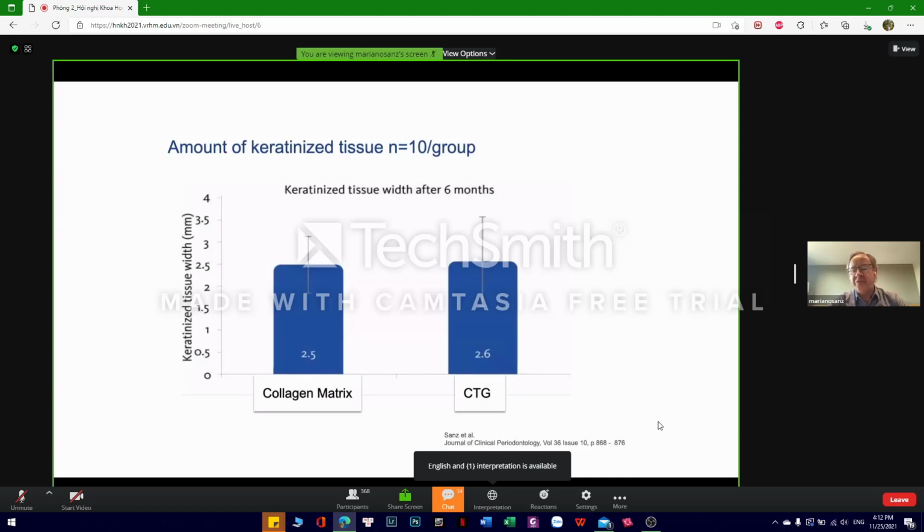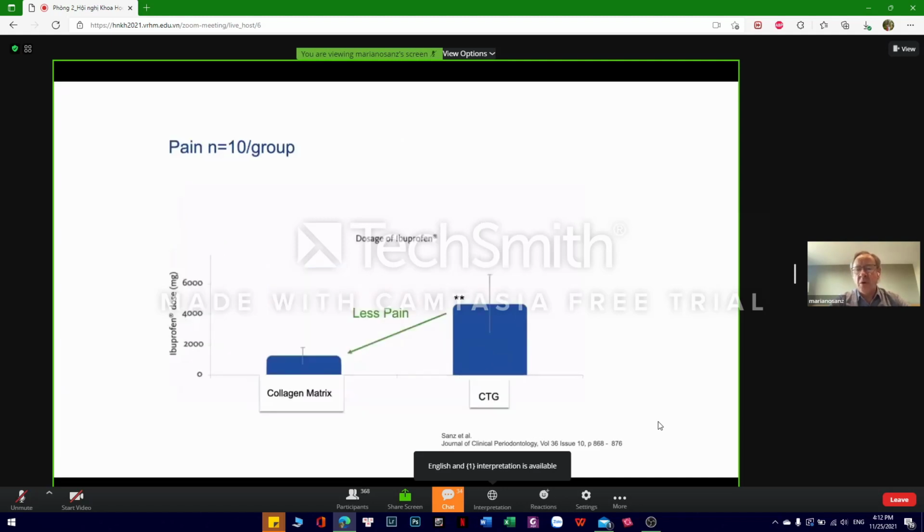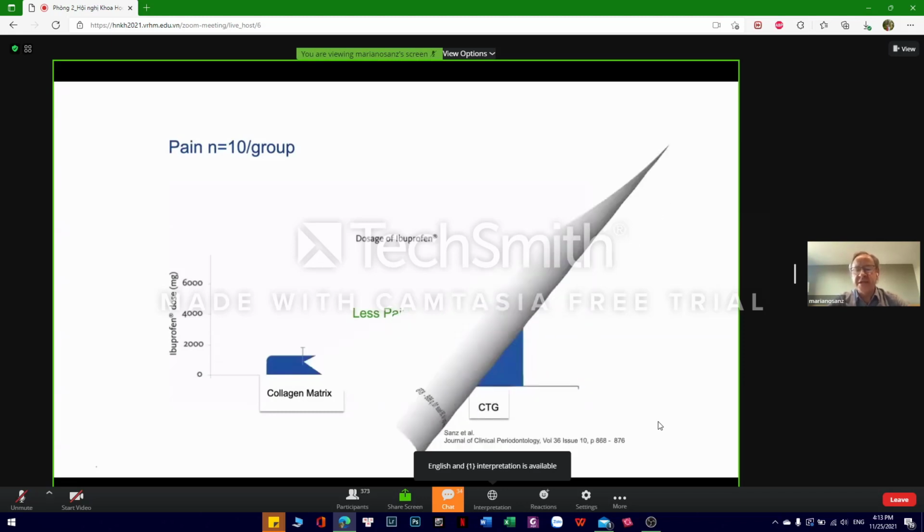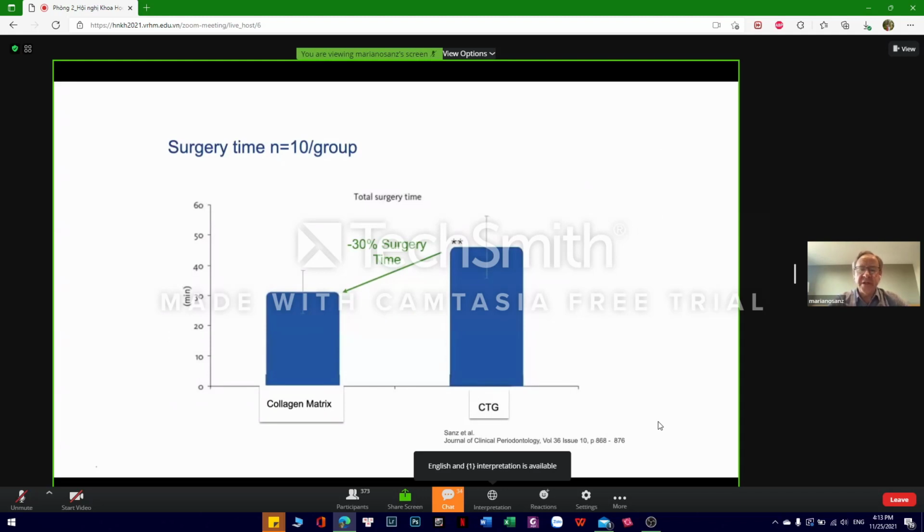And 6 months later, you can see in terms of the width of the keratinized tissue, the collagen matrix group attained as a mean 2.5, the connective tissue graft as a mean 2.6, no difference between the groups. When we measure morbidity, that is the amount of painkillers that the patients had, you see that significantly less pain and less morbidity was referred by the group with the collagen matrix, which is obvious because they did not have the secondary surgery that is needed to harvest the graft.